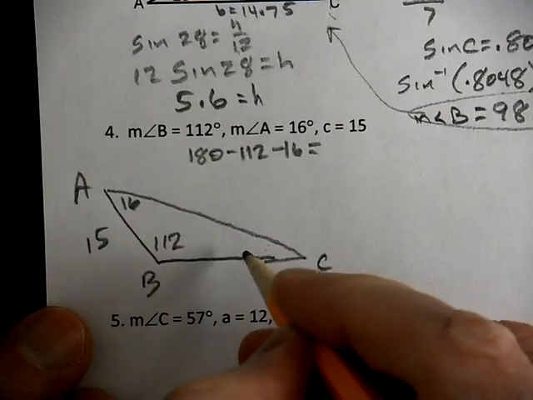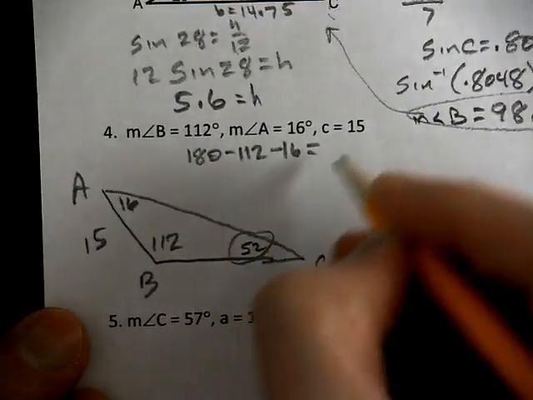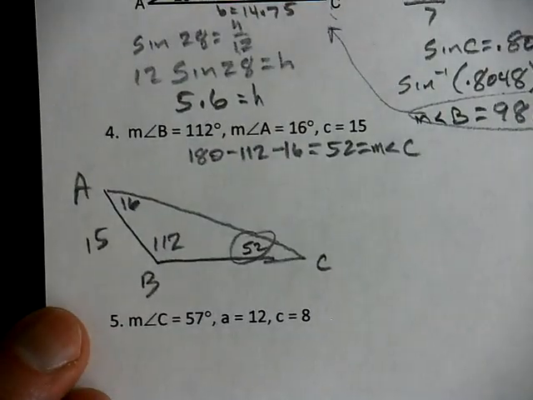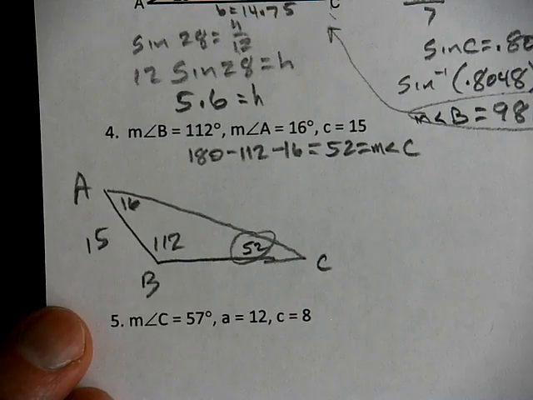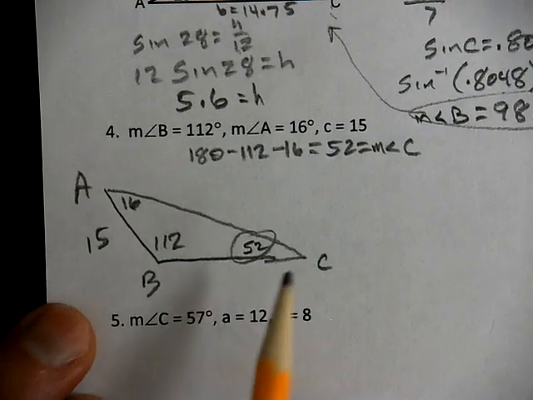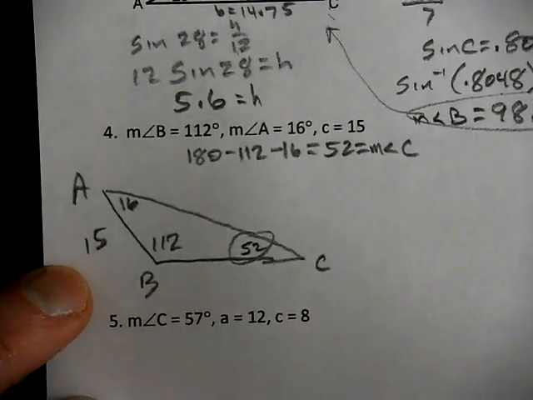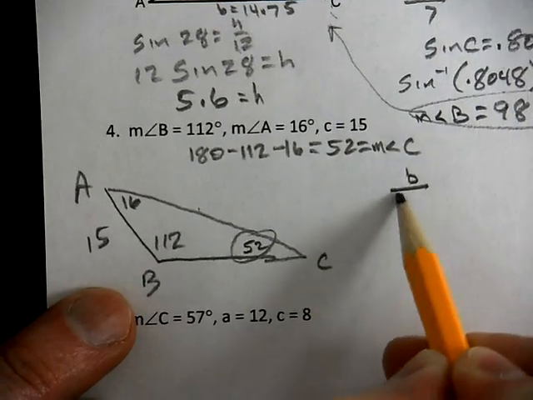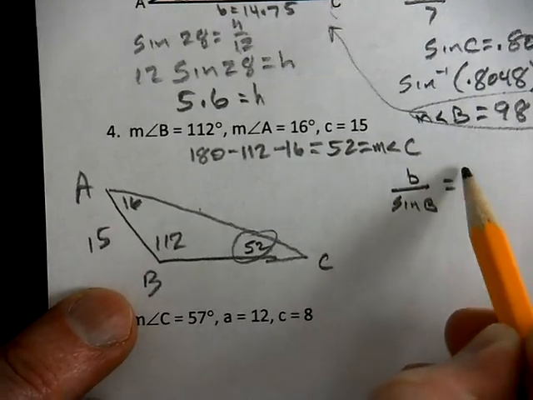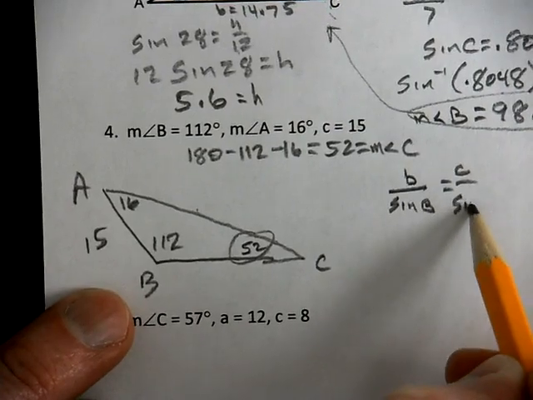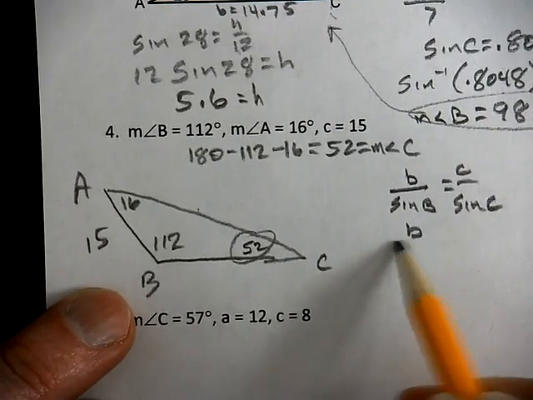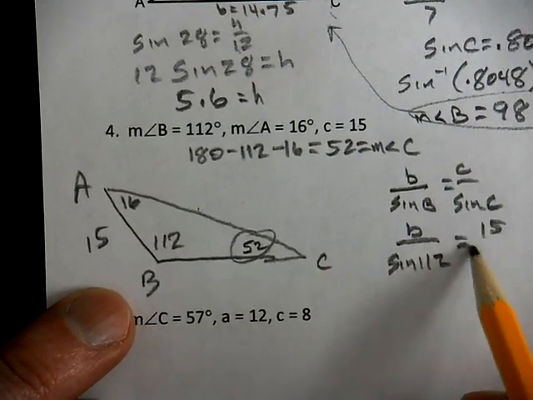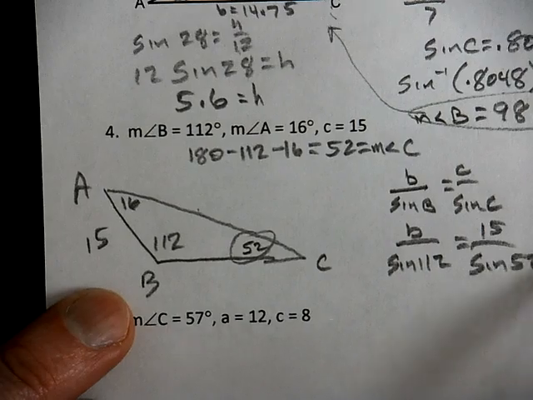So that gives us a 52-degree angle. That's the measurement of angle C. Now we have all three angles, so now we're going to calculate for whichever one you want. Let's go for B. So B over the sine of B is going to equal C over the sine of C. We don't know what B is, so the sine of 112 equals 15 over the sine of 52.